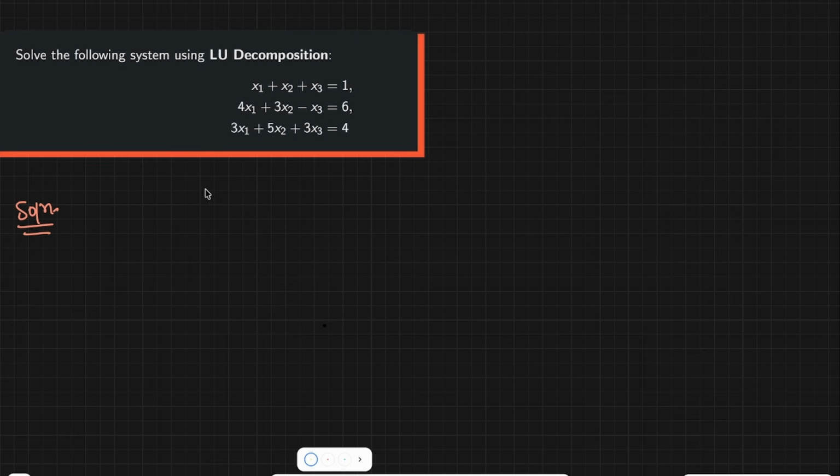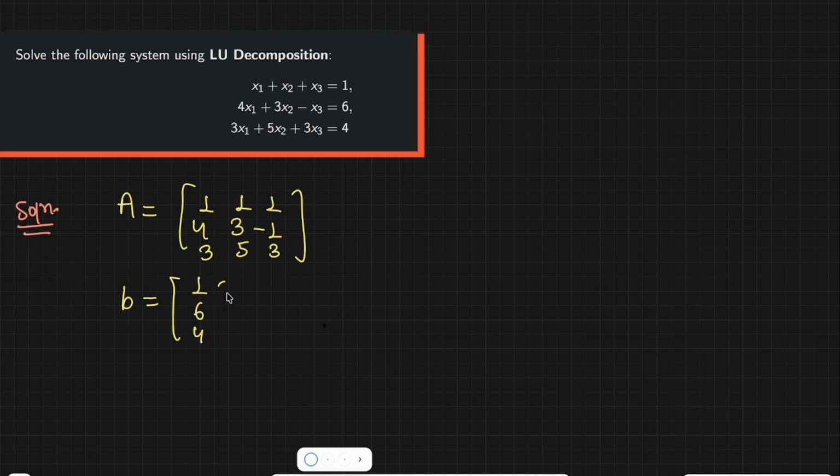So you just simply write down A matrix. So what is your A matrix? That will be 1 1 1, 4 3 minus 1, 3 5 and 3. This is your A matrix. What is your B matrix? That is 1 6 and 4. So you just write down, convert this A matrix into your upper triangular matrix.